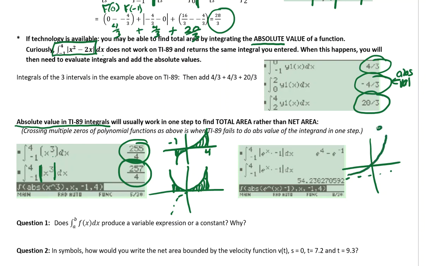This e to the x moved down 1 unit, and we're evaluating from -1 to +4. So if we do absolute value, then we know what's really happening is that this part that was below the axis is getting reflected up here to be this red area. So putting in absolute value, and again, how do you find that?